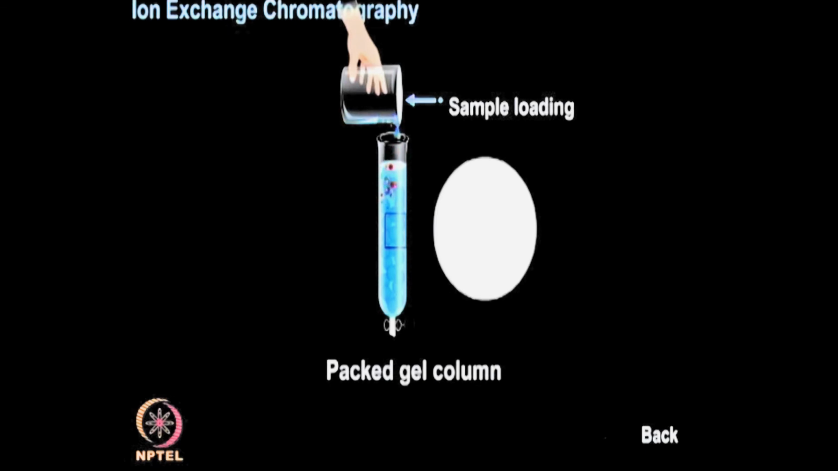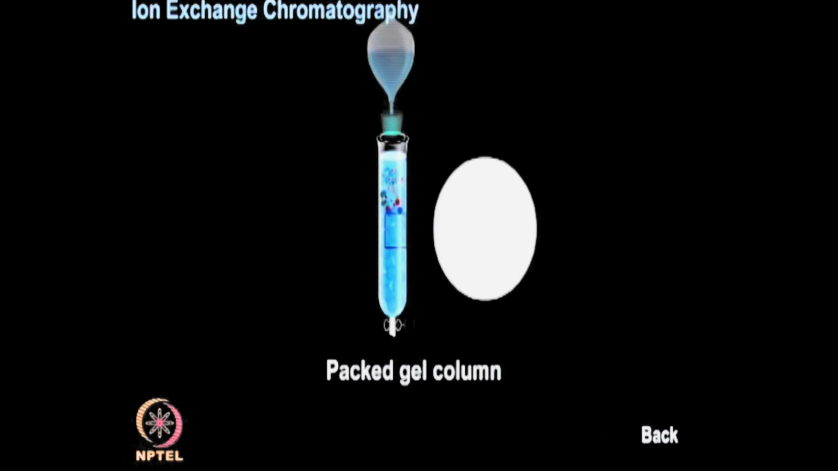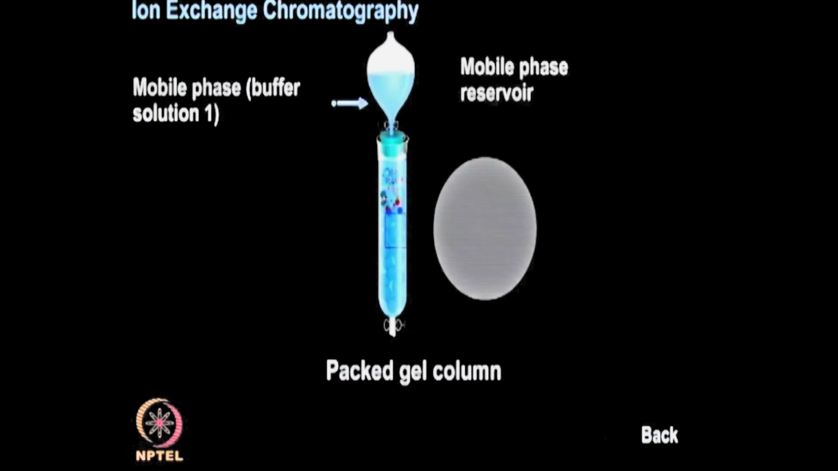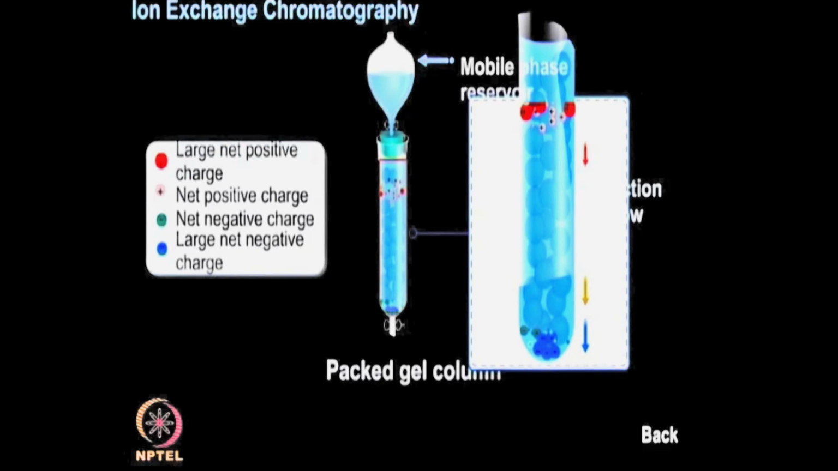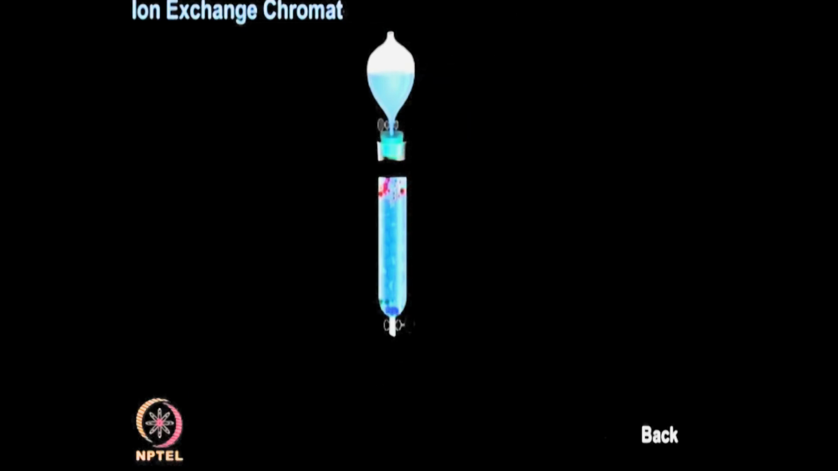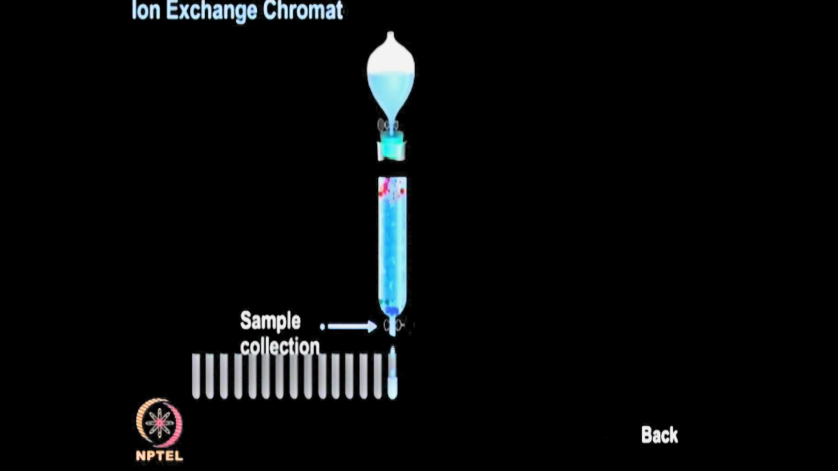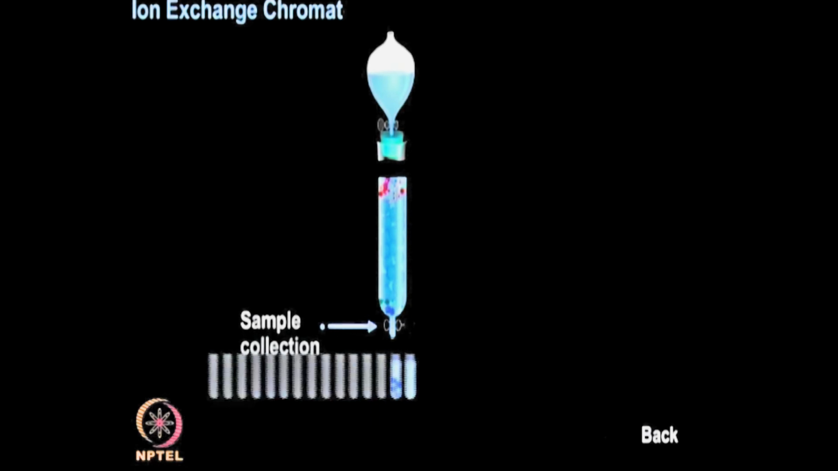The column is eluted with a buffered solution of suitable pH such that the negatively charged molecules are removed from the column, while the positively charged molecules remain bound to the anion exchange resin. The buffered solution is then changed such that the net charge of the protein of interest is modified and it no longer binds to the ion exchange resin. Therefore, the bound protein also gets eluted out of the column in this manner.